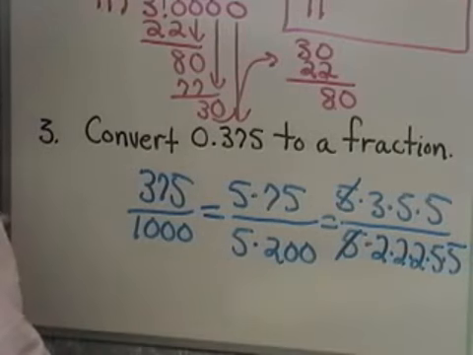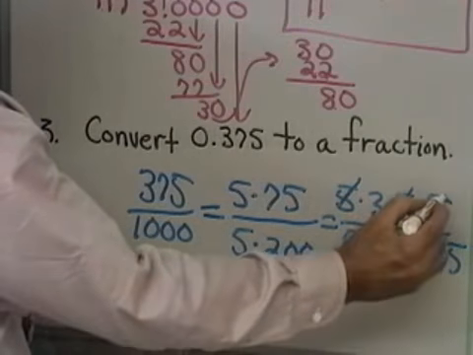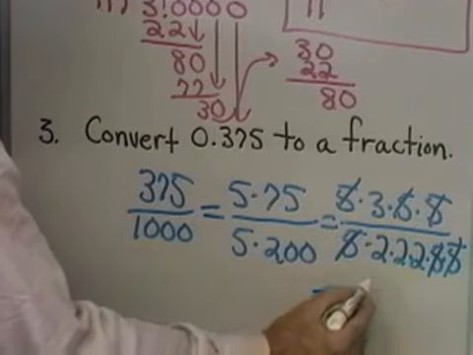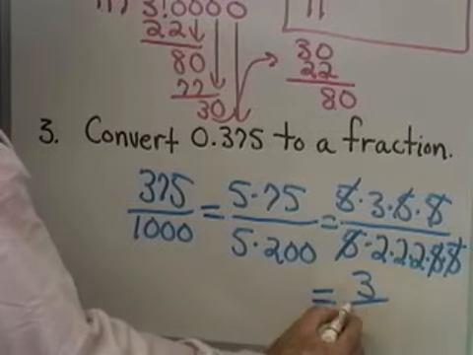Okay, divide out the 5s, divide out these 5s, divide out these 5s, and we end up with a fraction in lowest terms of 3/8.